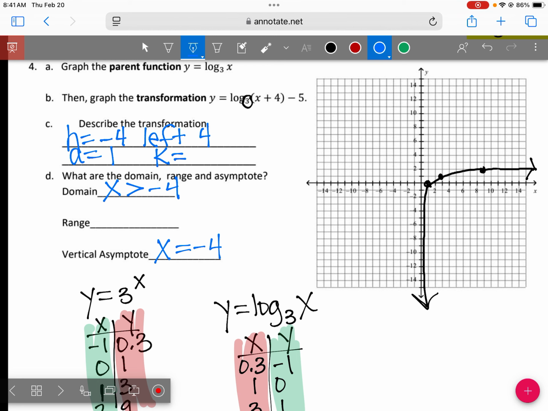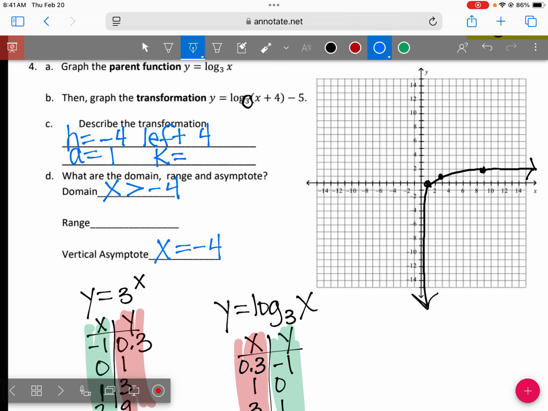Gabe, what's K? And what's that going to make our graph do? Down 5. Now remember, for a log, your domain is never going to be different, y'all. It's all real numbers. So let's go ahead. I want you to add your H, multiply Y times A, and add K.